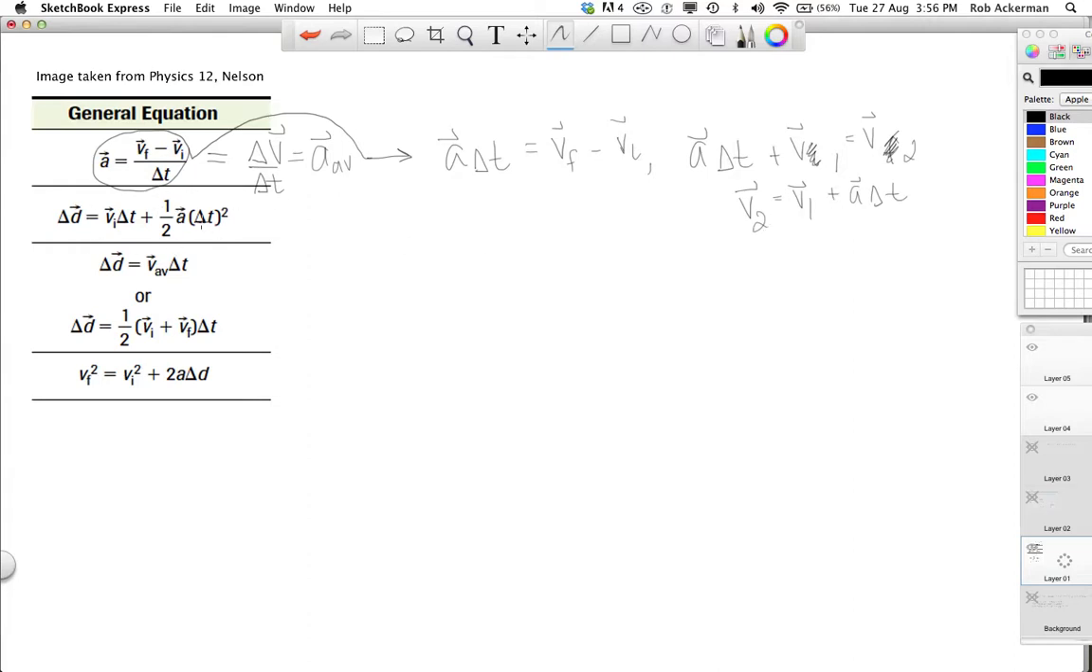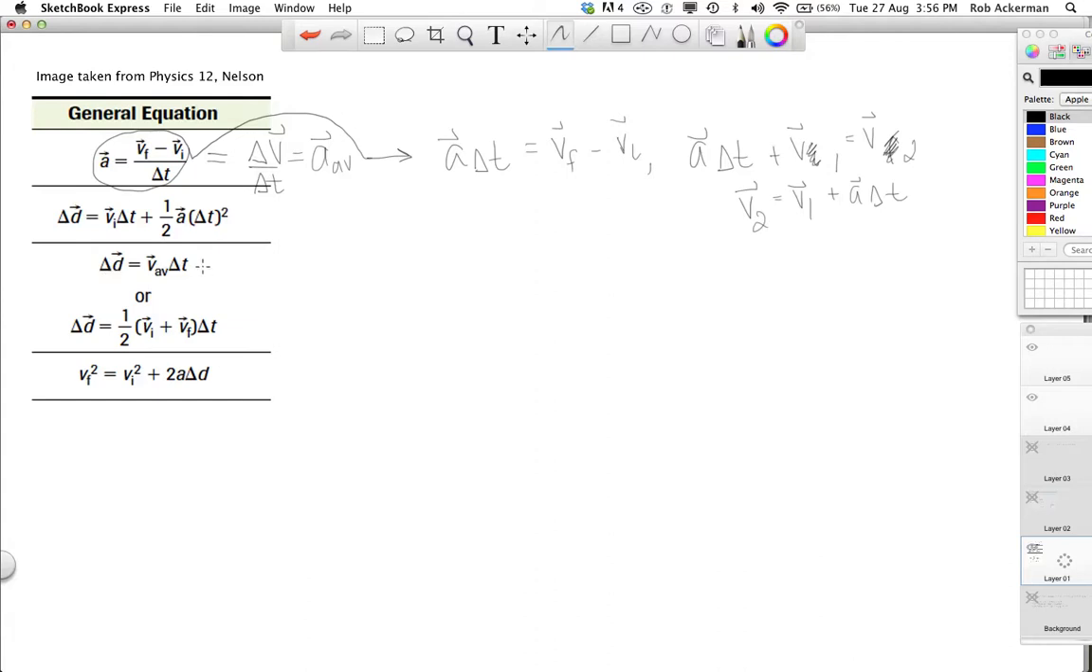Everyone recognizes this formula. It's the big one. Delta d equals v1 delta t, or v initial delta t, plus a half a delta t squared. Maybe you don't remember it. You don't know it by memory, but everyone recognizes it. It's the one with the half a t squared. That's how I remember it.